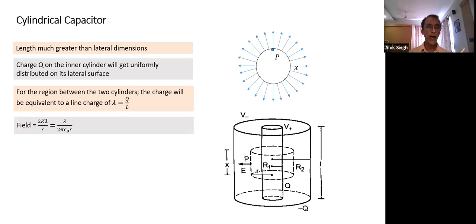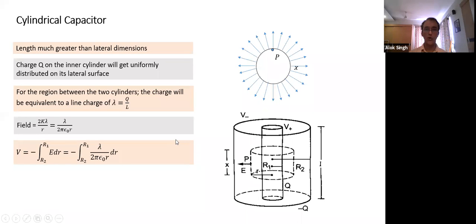Either I can apply Gauss law and calculate, or I can directly apply the formula: field is equal to lambda by 2 pi epsilon naught r. With this field, I need to calculate the potential difference between these two points, between the positive conductor and the negative conductor. The initial point is at a distance of r1, and the final point is at a distance r2. So V plus minus V minus is what you need to calculate. So I'll start.